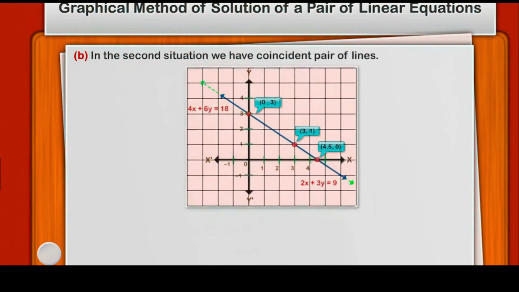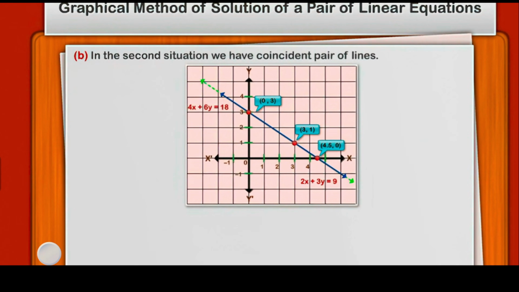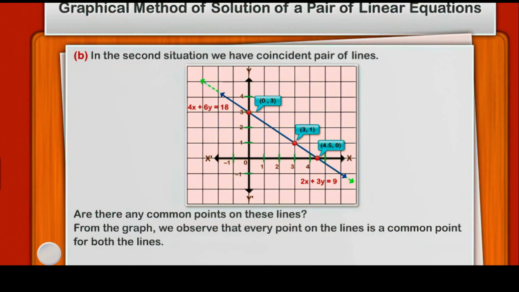In the second situation, we have a coincident pair of lines. Are there any common points on these lines? From the graph, we observe that every point on the lines is a common point for both the lines. So each point on the lines is a solution for the pair of equations. So the pair of equations has infinitely many solutions.